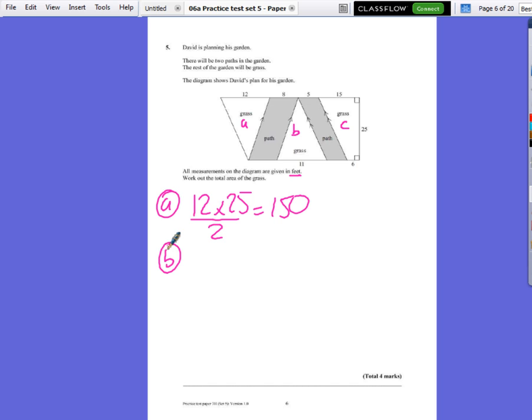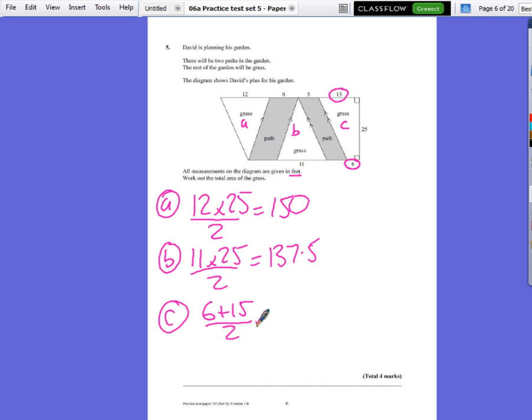Part B, again, base times height, so that'll be 11 times 25 and half it, and that gives 137.5 feet squared. And part C is just a trapezium. Now, the two parallel sides are the 6 and the 15. So we need to do 6 add 15 and half it, and times by the distance between them. That's the formula for a trapezium, which will give us 262.5 feet squared.